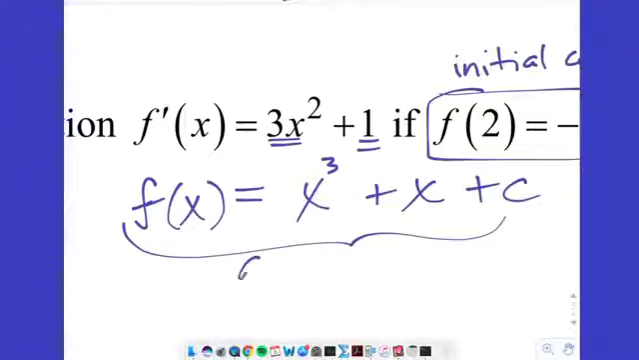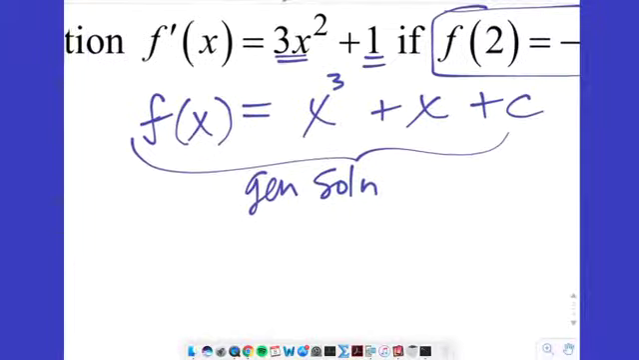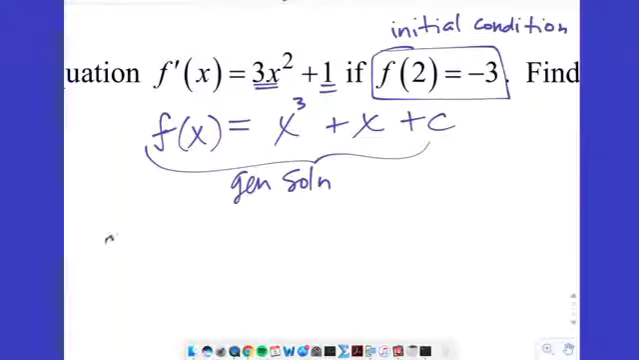Good. So this is what we call the general solution, because x cubed plus x plus c is the general antiderivative. So now we'll use the initial condition at the point 2 comma negative 3.